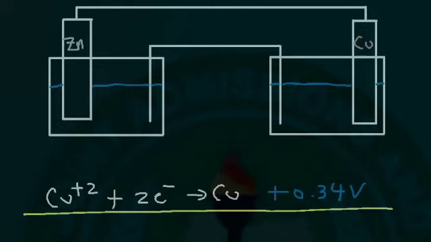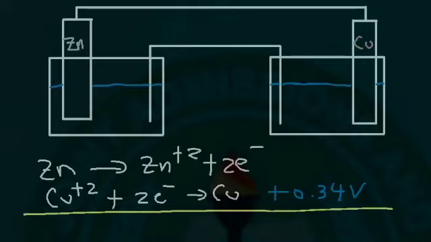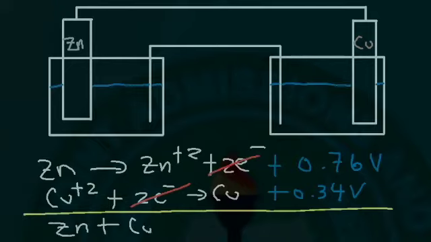Notice what happens when we do that. The cell potential is going to change from being negative to positive. So it's positive 0.76 volts. And so at this point, we can add the two half reactions. If we add them, the electrons will cancel. On the left, we have zinc plus copper 2 plus, and on the right, we have zinc 2 plus and copper metal. So this is the net reaction.